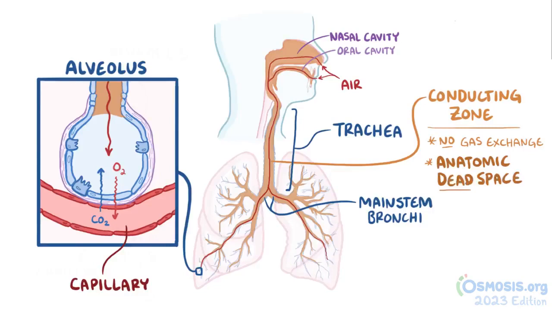Dead sounds kind of ominous, but it basically reflects the fact that this air is as good as dead to the body, because you can't extract oxygen from it. Anatomic means that this dead space is inbuilt within the anatomy of the respiratory system and doesn't really change. No matter what we do, we can't ever use this air for gas exchange.